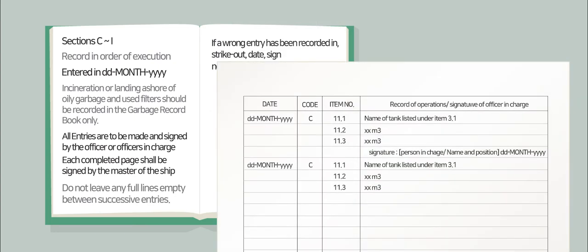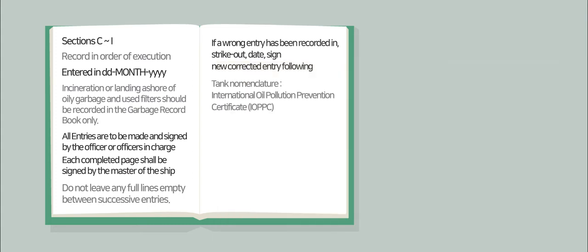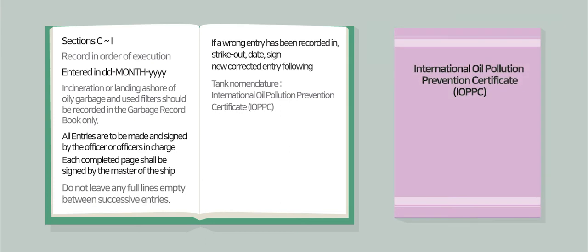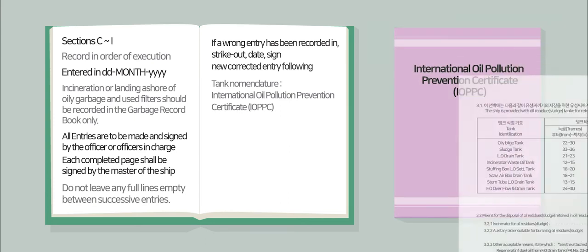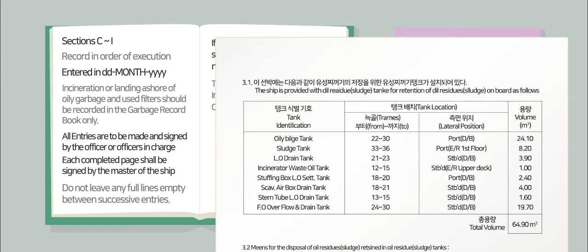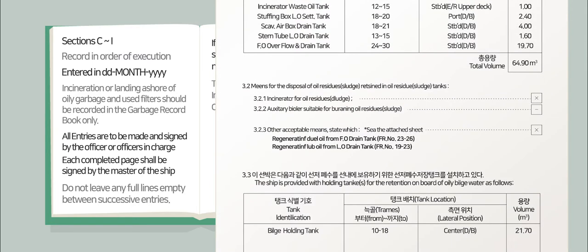If a wrong entry has been recorded in the Oil Record Book, it should immediately be struck through with a single line in such a way that the wrong entry is still legible. The wrong entry should be signed and dated with the new corrected entry following. Tank nomenclature should be recorded as per the format noted within the International Oil Pollution Prevention Certificate.